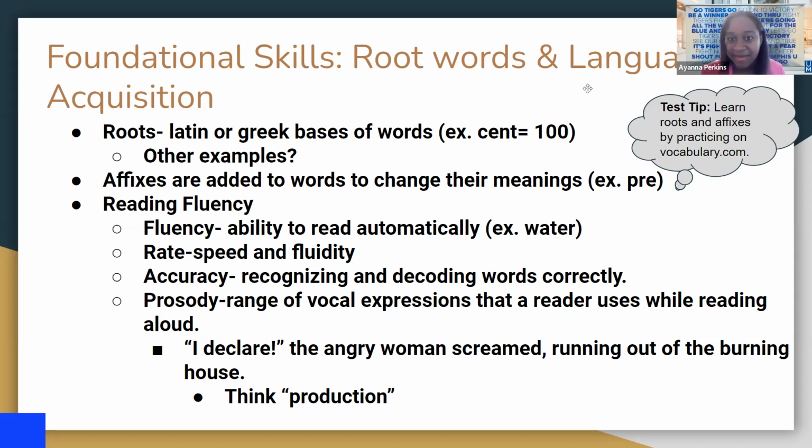This was something I used to love when I was in third grade, because it really does help you to learn things. You're learning kind of a different language. These are parts of the English language that have been incorporated over time. So cent, for example, means 100, right? What are some other examples of root words? You all can drop it in the chat or say it out loud.